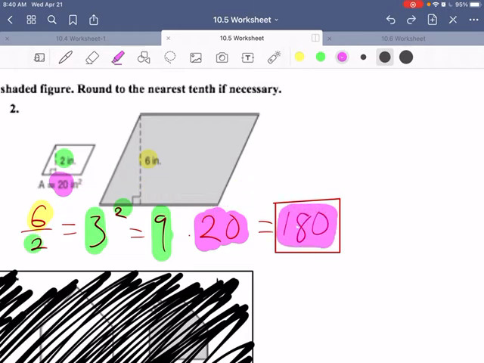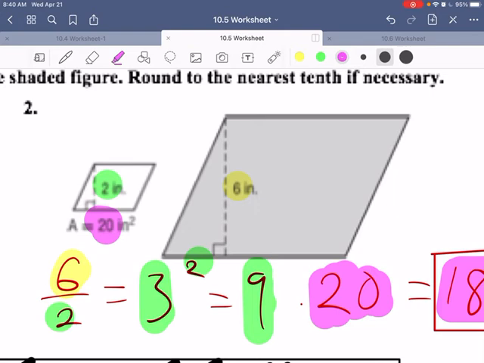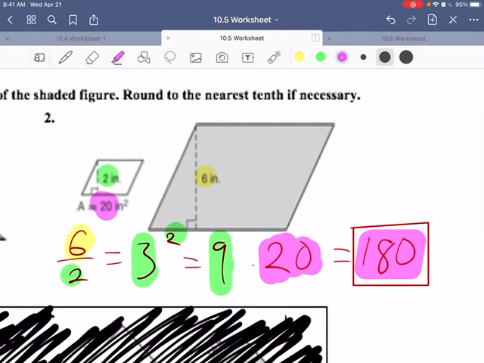So if it's 180, that does make sense, right? I mean, you can see it's a pretty big change. The area on the left is 20, so the area of 180 on that right one seems pretty reasonable.